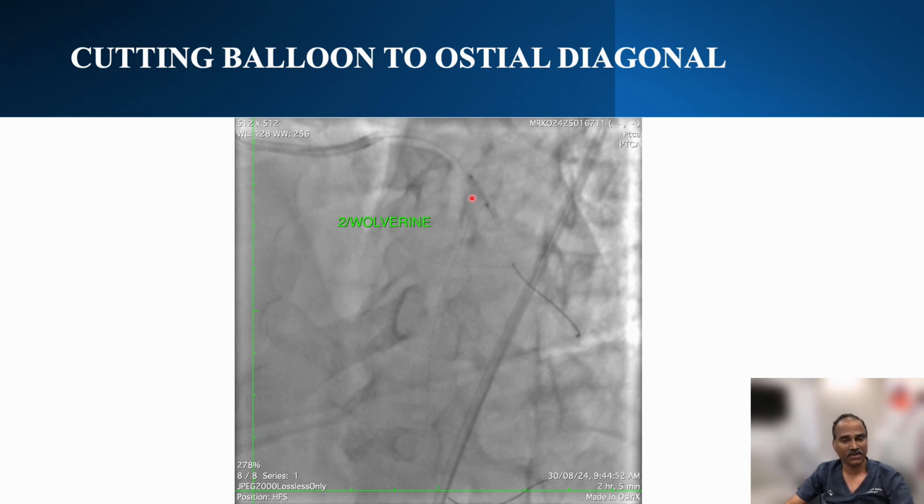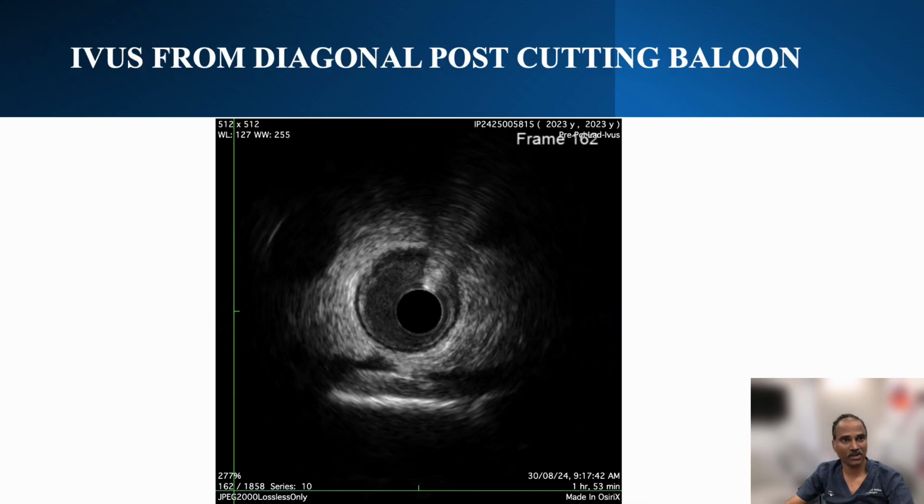So sometimes we can even use double kissing cutting balloon. So put a cutting balloon in LAD as well as diagonal, and do a kissing balloon with cutting balloon, so that you can create good fenestrations in the flap which won't occlude the diagonal subsequently.